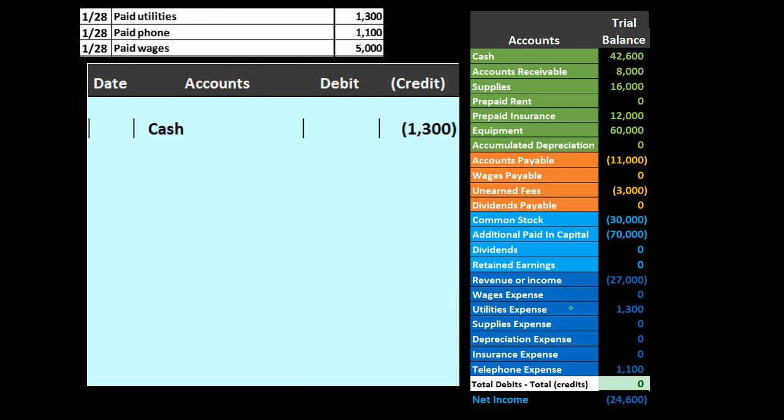Now, why is utilities an expense? We might start to just think that every time we do something to utilities, it should be an expense. Whereas when we did insurance, when we paid insurance, we put it into this asset, prepaid insurance. Why is that the case?